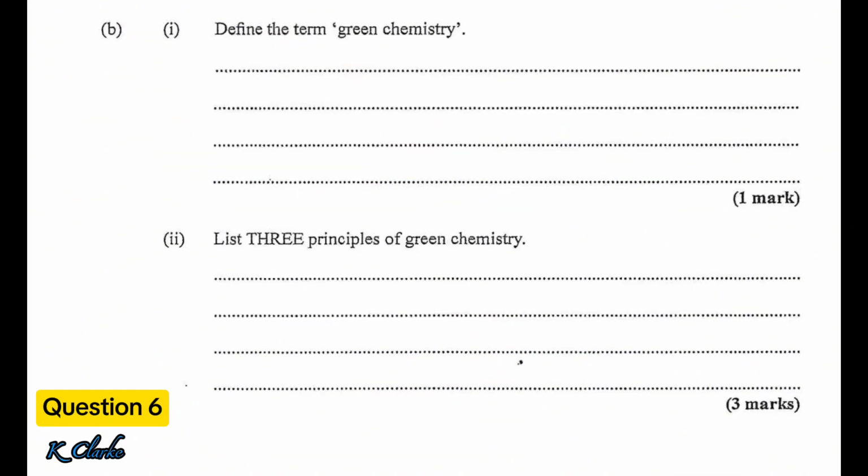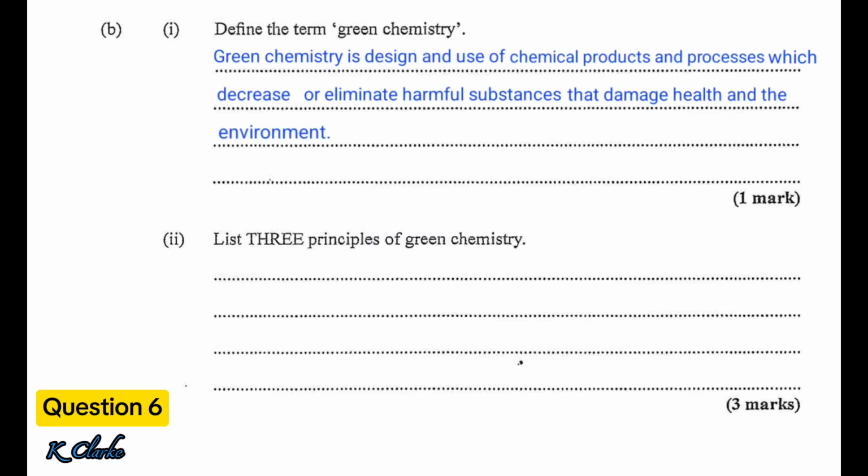B. Part 1. Define the term green chemistry. Green chemistry is the design and use of chemical products and processes which decrease or eliminate harmful substances that damage health and the environment.